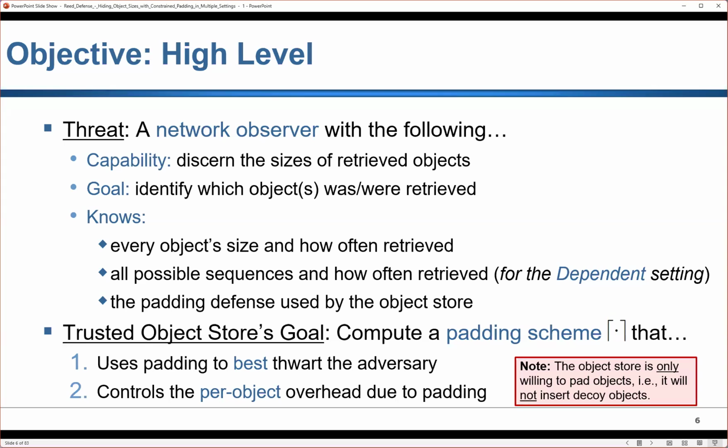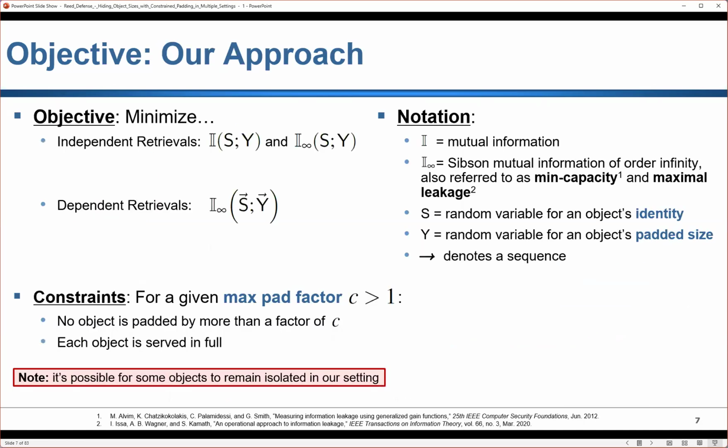The object store wants a padding scheme that best thwarts this adversary, but then also controls the per object overhead due to padding. Note in our scenario, the object store is only willing to add padding to those objects that have been requested by the client. What this object store is not willing to do is inject decoy objects into the stream.